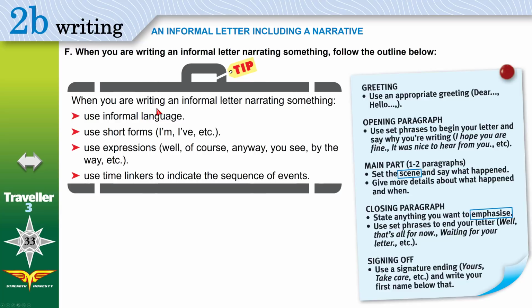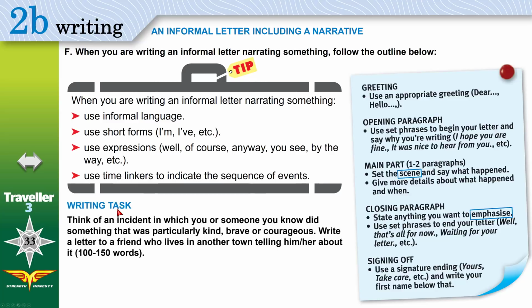Remember, when you are writing an informal letter, narrating something, use informal language, like nothing much is happening to me. Use short forms like I'm instead of I am, I've instead of I have, etc. Use expressions like well, of course, anyway, you see, by the way. Use time linkers to indicate the sequence of events, like finally, first, then, after a while.